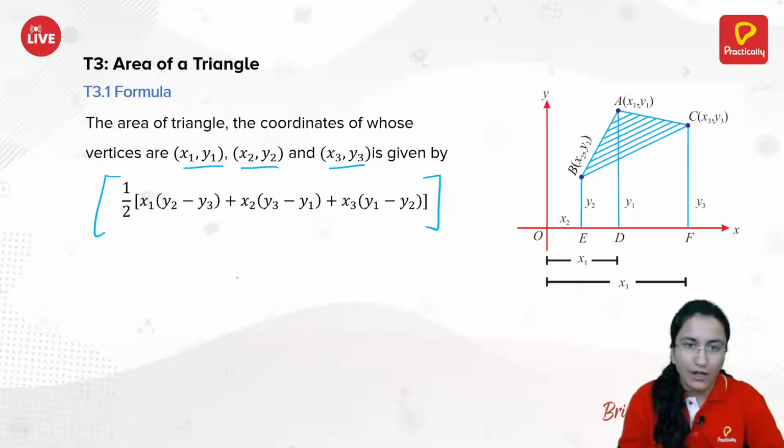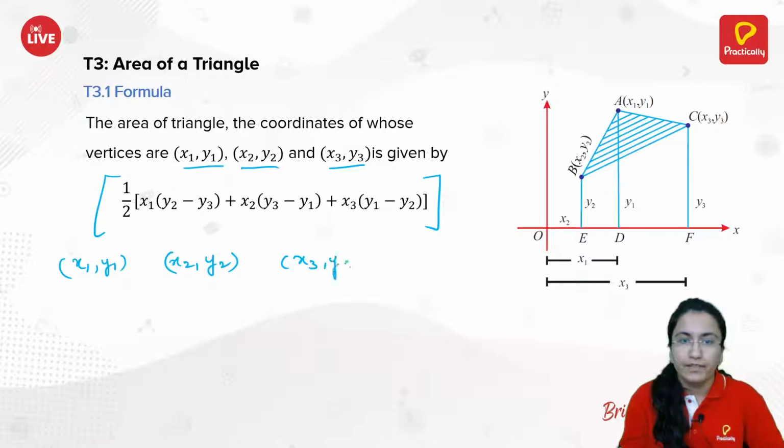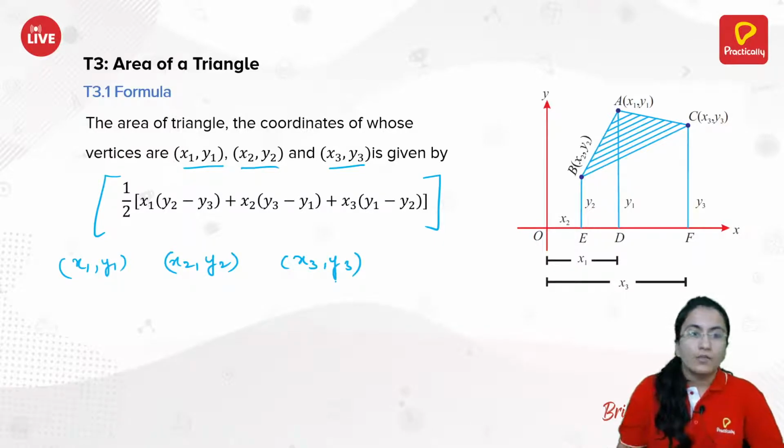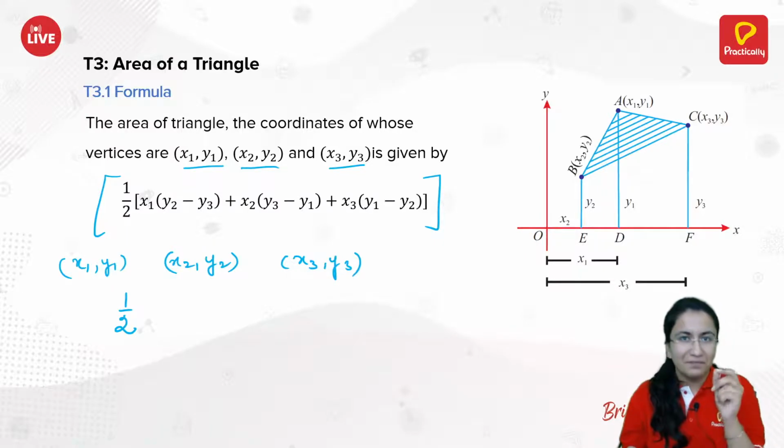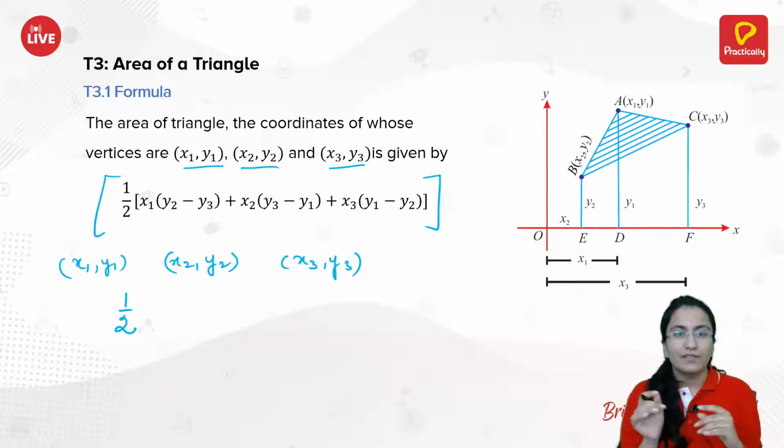Right, let's see how you will remember it. You have coordinates as x1 y1, x2 y2, x3 y3. These are the three coordinates. So what you will do is, you will write first as half. You need to remember some things, right? But you must remember the pattern of how we are writing it.